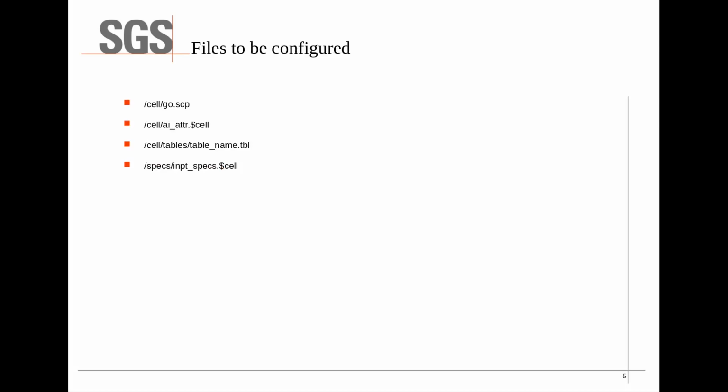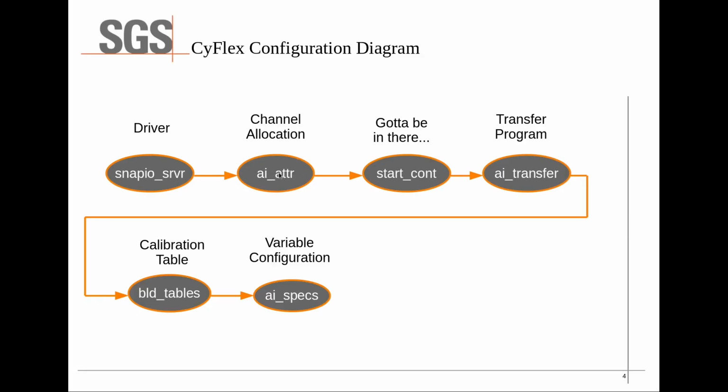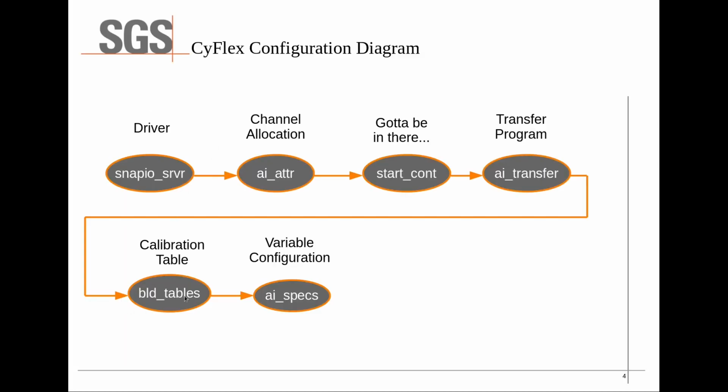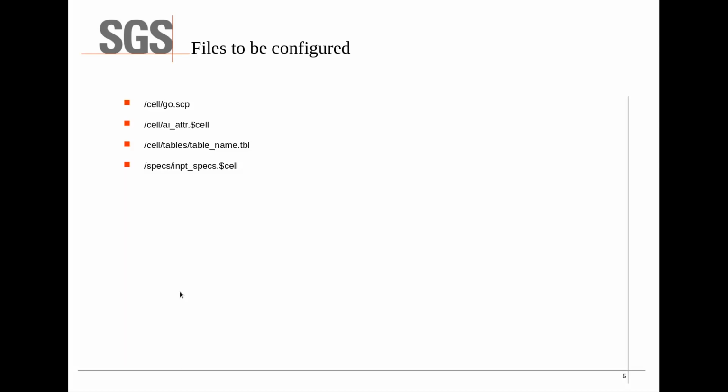So here we have a list of files that we're going to end up going over in this video. Essentially, you've got the Go script. That's where most of your programs are going to be launched. When you start CyFlex, you've got an AI attribute file. You're going to run this program, and it's going to look at this file to know what it should do. You've got your /cell/tables directory. It's going to have a whole lot of different tables. These are your calibration tables that will be read in with this build tables command, and then used by the AI transfer program to convert those raw values to the engineering units that you specified in your input specs file, which is the last file that we're going to look at.